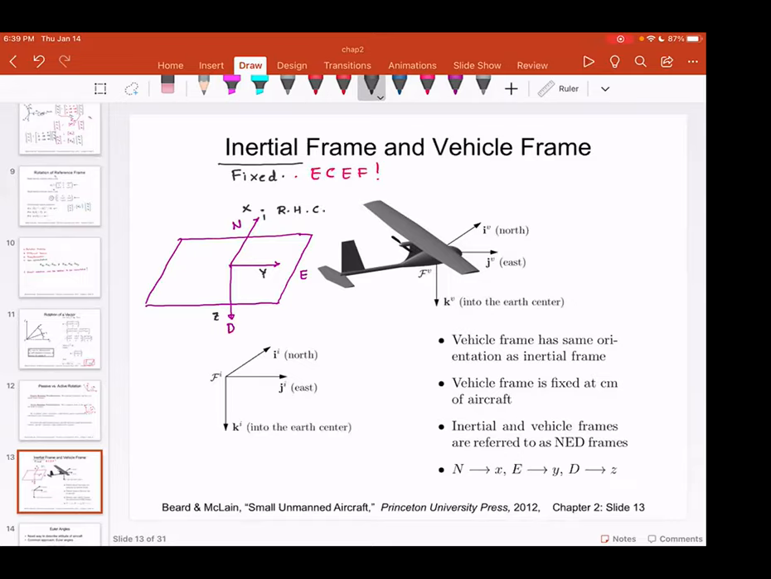And the unit vectors are i0, j0, k0, or if I were to use the convention in the book, i^i, j^i, k^i, with i indicating it's inertial. And please note, this is fixed. This does not move. The aircraft may move, the aircraft may go wherever it wants, but the Earth-centered, Earth-fixed frame is not going to move.